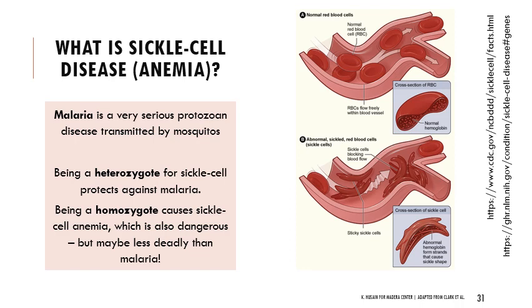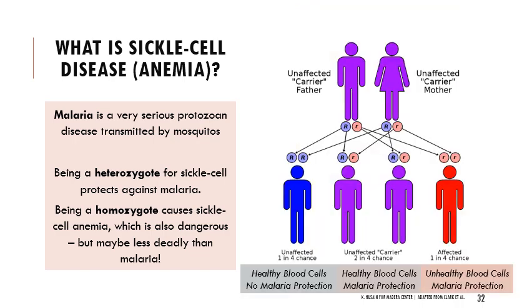So if we look at kind of a pedigree of that, if you have 2 copies of the normal allele, your hemoglobin is totally healthy, but you don't have any protection against malaria. If you have just 1 copy of the sickle cell allele and 1 copy of the normal allele, then you have healthy blood cells and malaria protection. And if you have 2 copies of the sickle cell allele, then you have unhealthy blood cells. It can be a pretty serious and debilitating condition, but you do have protection against malaria.